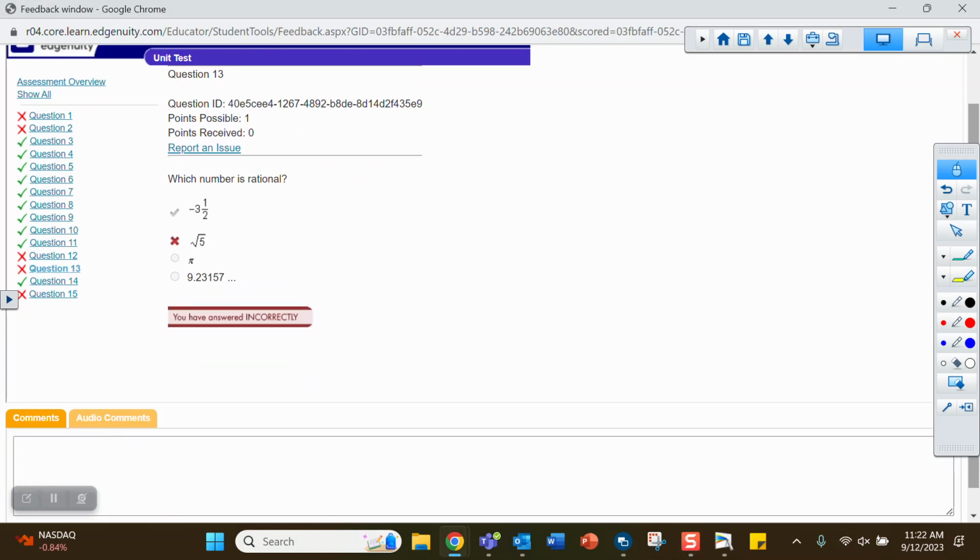Which number is rational? So rational numbers are whole numbers, including 0, both positive and negative. So all positive and negative whole numbers, and then any number that can be written like a fraction. Irrational numbers are decimals that go on forever but do not repeat. And so the dot, dot, dot back here indicates that this kind of goes on and on and on. So that's not rational. Pi is not rational. We know that pi is a decimal that doesn't end and doesn't repeat.